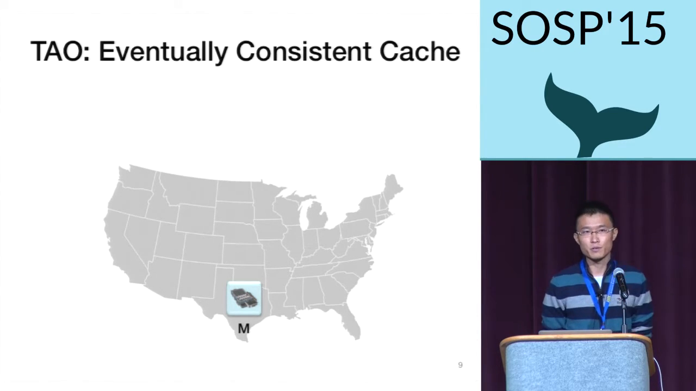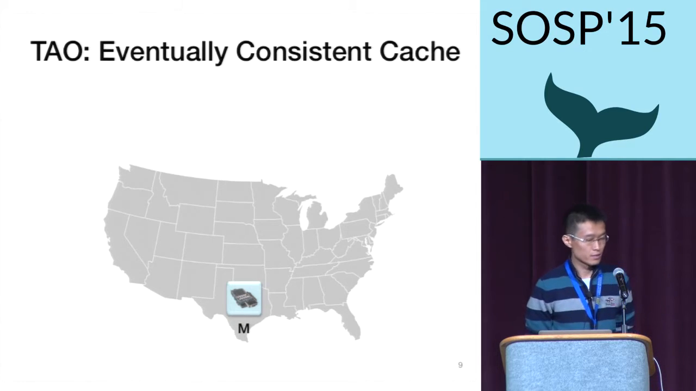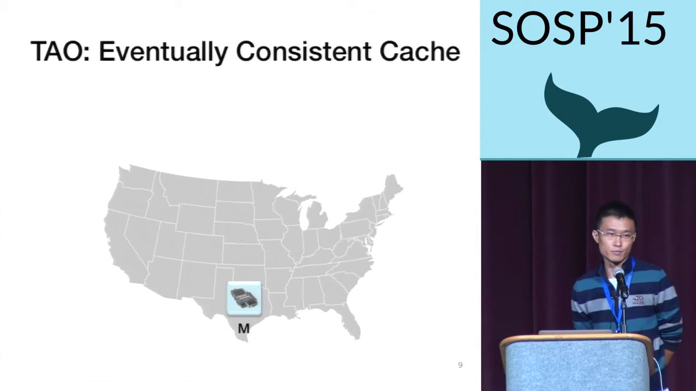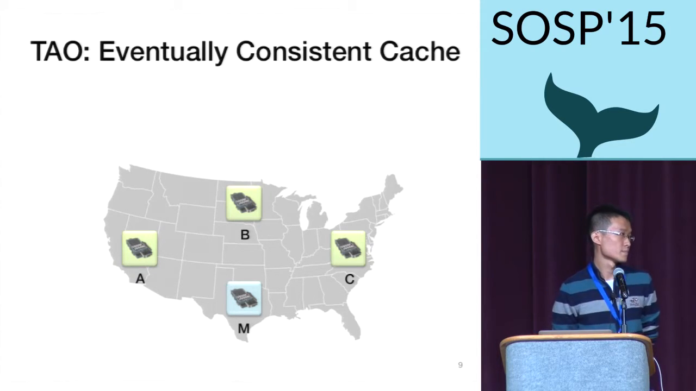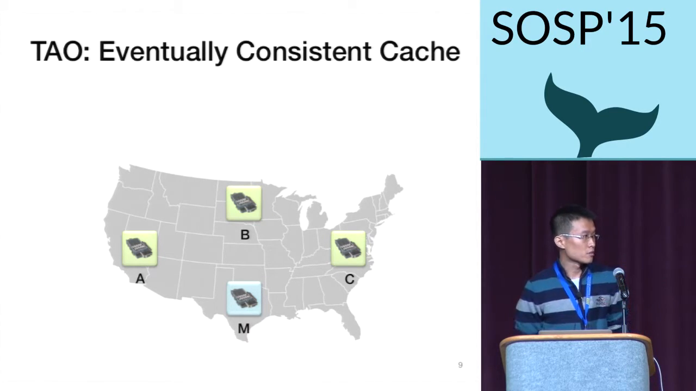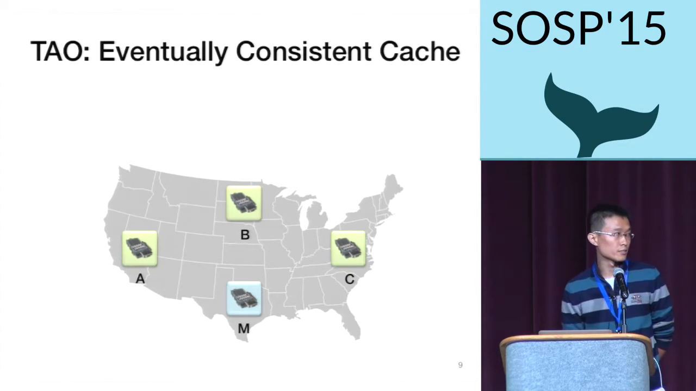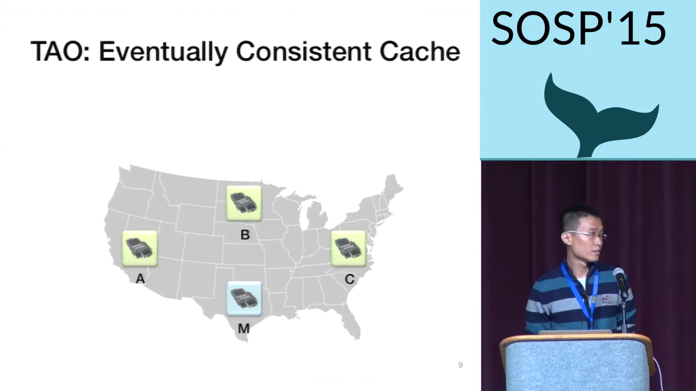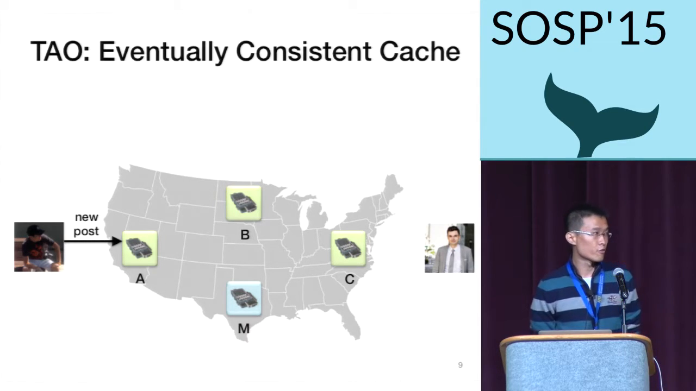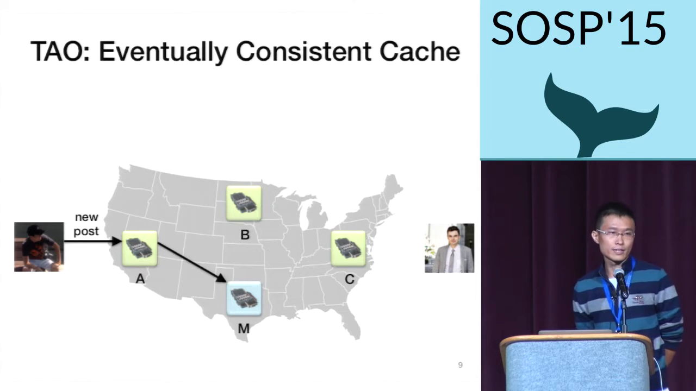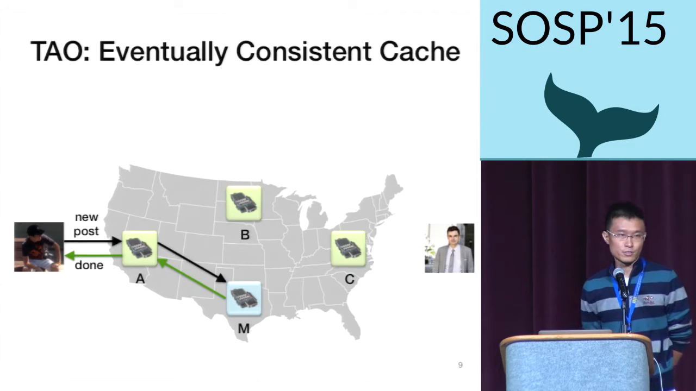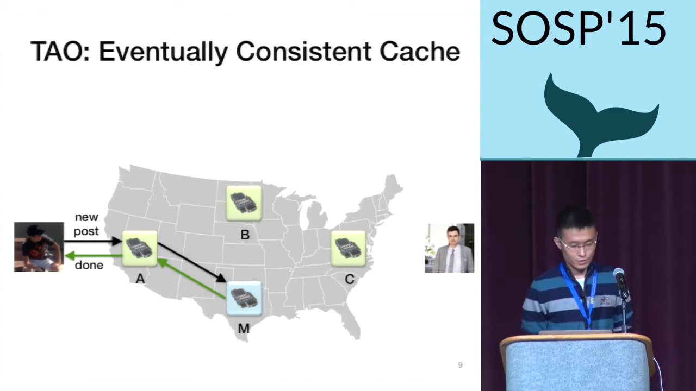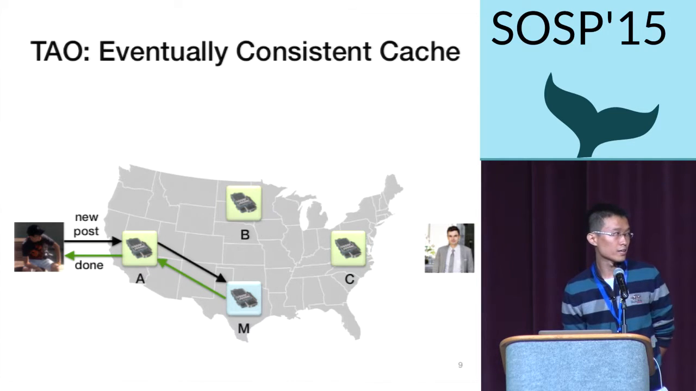So let's start with a simplified version of how TAO works. TAO is an eventually consistent cache system that holds the Facebook social graph. It has multiple replicas. And one of the replicas is designated as the master, like the blue one. So all write requests in TAO have to go through this master. For instance, a write request like making a new post is synchronously forwarded to the master and commits at the master database. After it commits, the response is sent back along the reverse path. And at the same time, the master asynchronously replicates the write to all the replicas.